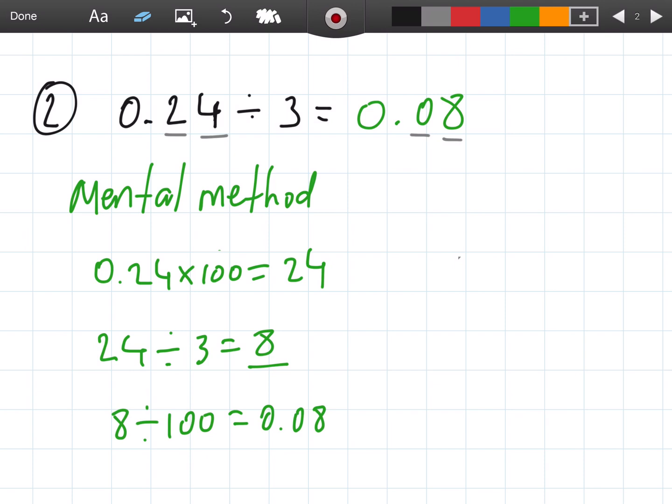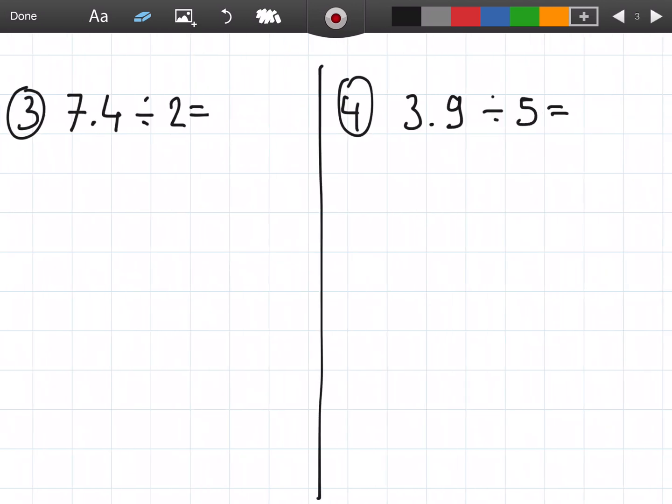Let's have a look at a couple more examples. Example 3, 7.4 divided by 2. And we'll use the written method for this one. So we would say, following the English style, how many times does 2 go into 7.4? Remember, you can use the French method as well. The numbers are just on the opposite side, but the methods work the same because we start by saying how many times does 2 go into 7?